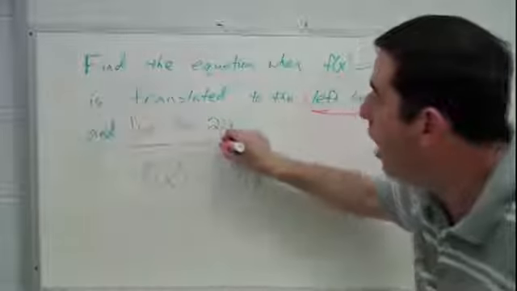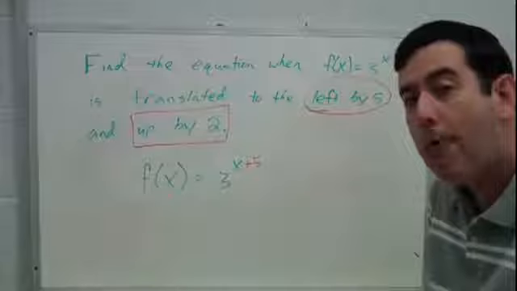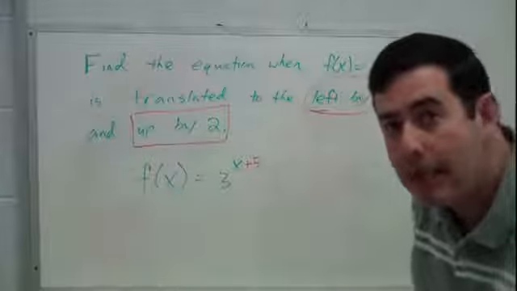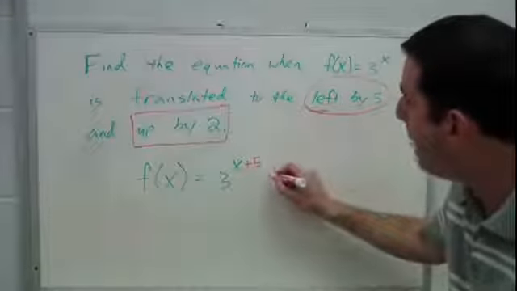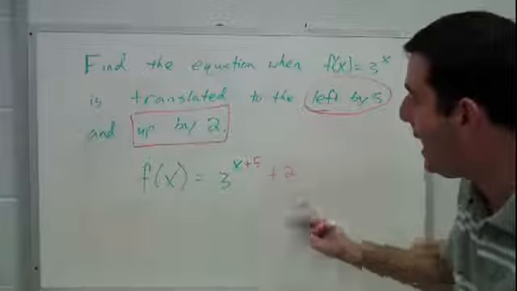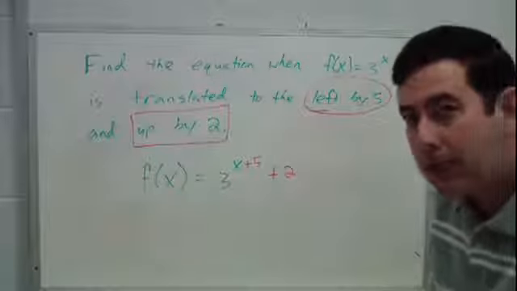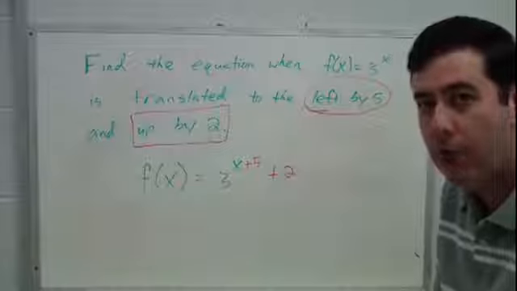Now to make us go up by 2, up, that's going to be a constant value back at the back. So up by 2, we need to add 2 at the back. +2 made us move up by 2 places.